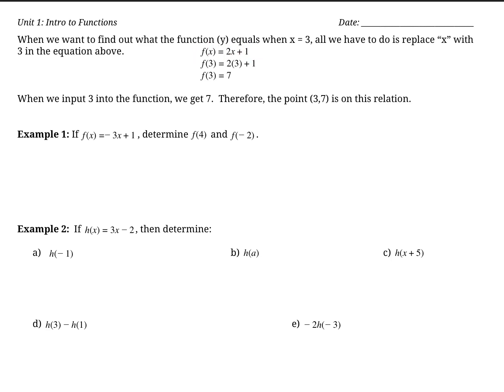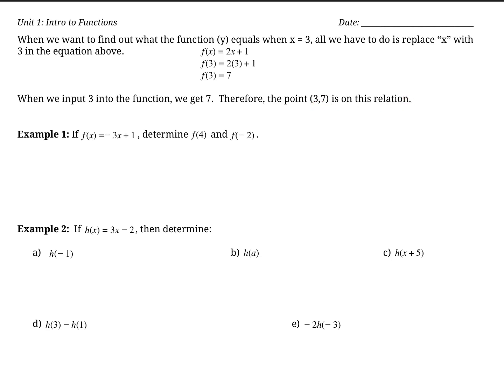When using function notation, when we want to find out what the function is equal to when x is equal to 3, all we really do is replace x with 3 every time we have an x. So instead of f at x, we will have f at 3 is equal to 2 times 3 plus 1. So f at 3 is equal to 7. So when we input a 3 into the function, we will get 7. Therefore, the point 3, 7 is on this relation.